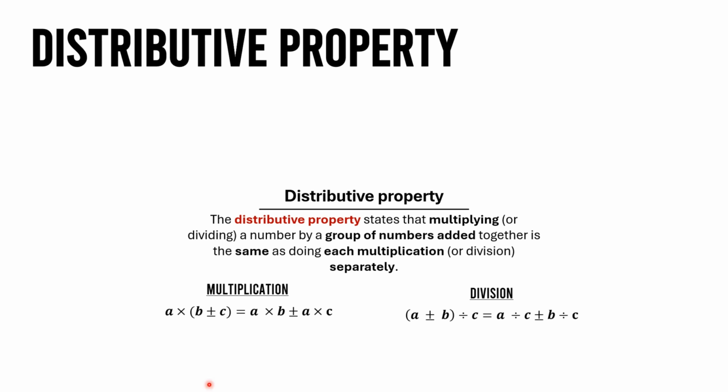So here we have a times, in parentheses, b plus minus c. The plus minus sign means that we can use both plus and minus. We can replace it with either plus or minus. It's the same as a times b plus minus a times c.